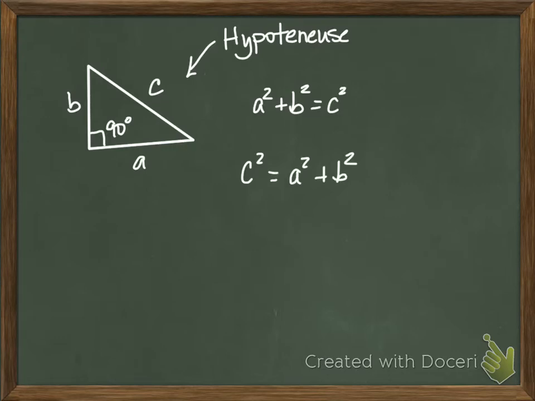Then once we have those, and A squared and B squared will be actual numbers, to solve for C, we undo the square. To undo the square, you just take the square root of both sides, and that gives you C. So, okay.